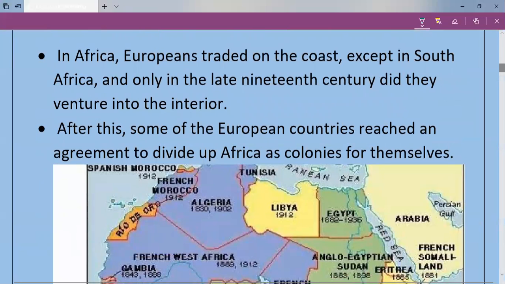In Africa, Europeans traded on the coast except in South Africa. And only in the 19th century did they venture into the interior. Now let us move to Africa.